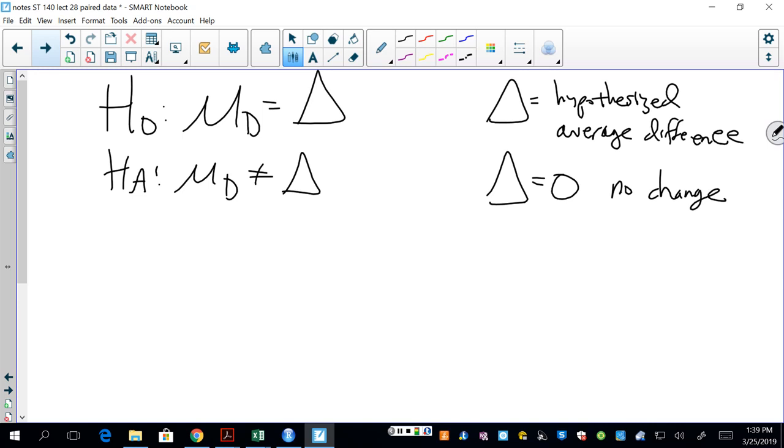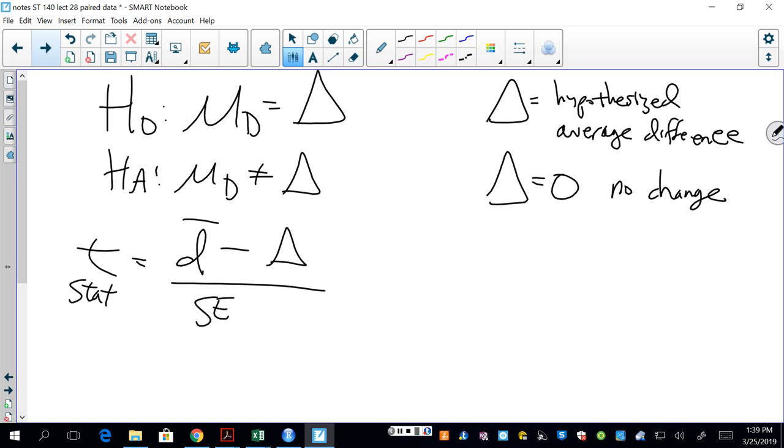So to do that, we're going to use a t-statistic. We're going to take our sample d bar minus that hypothesized value, over the standard error. And that standard error is the same thing we used in our confidence interval, s of d over the square root of n. And we're going to compare that to a t-distribution.